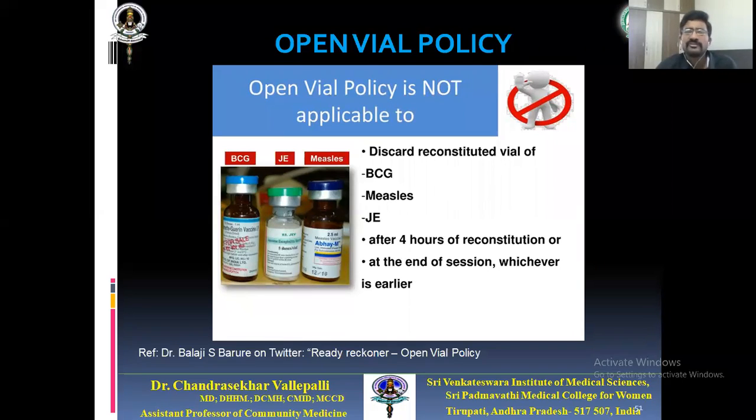So what do they have to do? After 4 hours of reconstitution with the diluent, or at the end of the session, after it has been given to all the children of that school or in your health facility, you have to discard. Whichever is earlier, you should discard this vaccine. These 3, along with rotavirus, will not come under the open vial policy.